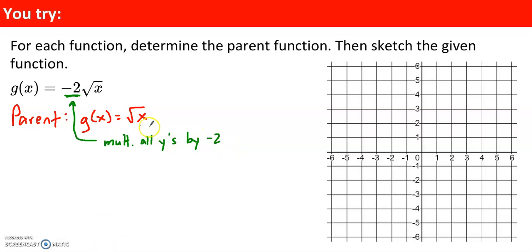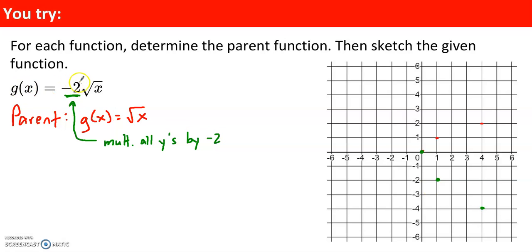So if I go back and look at the square root of x function, the parent function here, it really kind of has a first point. Its domain is not all real numbers. Its first point is at 0, 0. There's a point at 1, 1. There's a point at 4, 2, because the square root of 4 is 2. So if I thought about multiplying each of those by negative 2, the point at 0, 0 would be at 0, 0 still. But the point that was at 1, 1 would be at 1, negative 2. The point at 4, 2 would be at 4, negative 4.